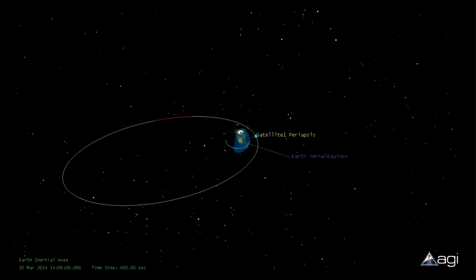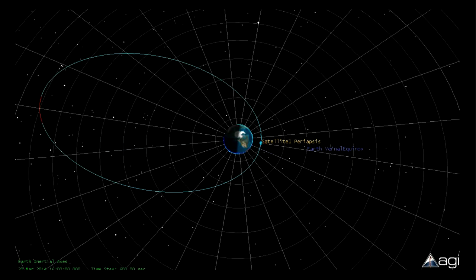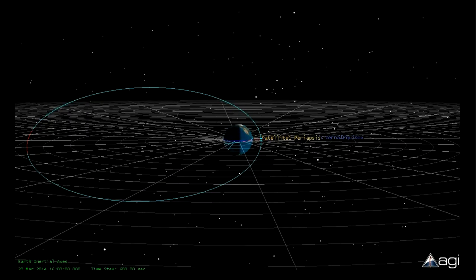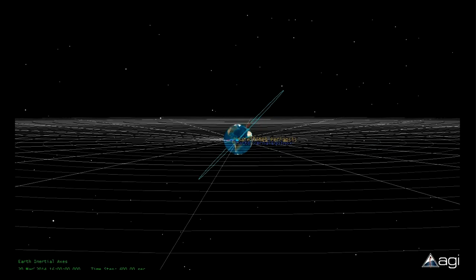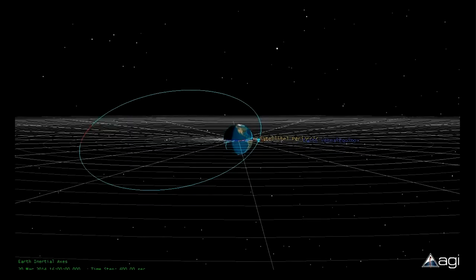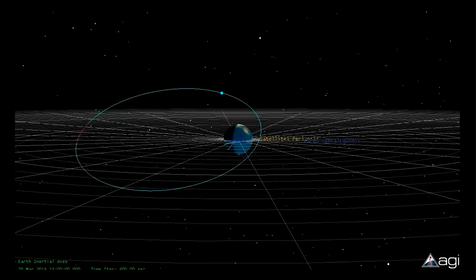Here we've shifted the argument of perigee by 45 degrees. Notice that the red region of the orbit where the satellite is in the Earth's shadow has shifted. The orbit is still in the equatorial plane with no inclination. Here we shift the argument of perigee back to 0 and add 45 degrees of inclination. We've added back the radial lines for the equatorial plane so you can see the inclination more clearly.